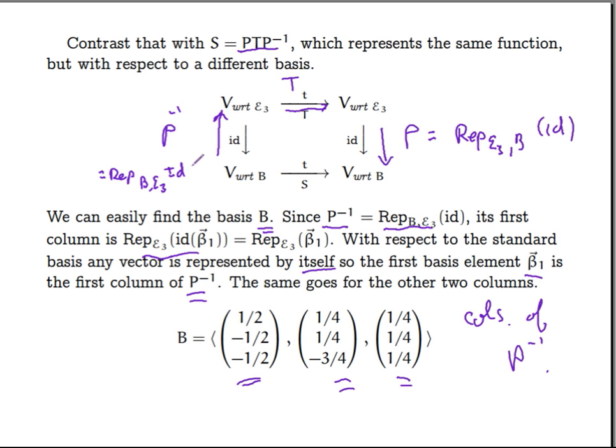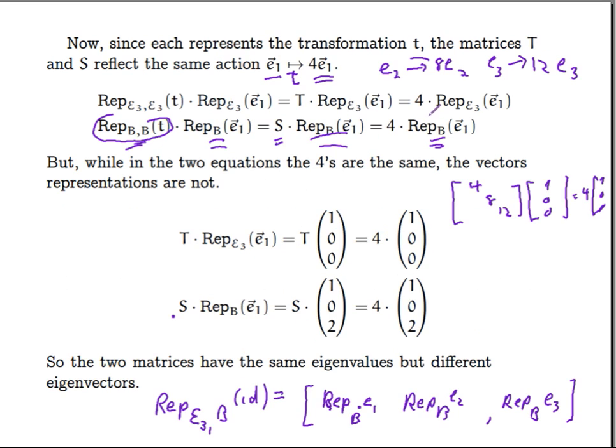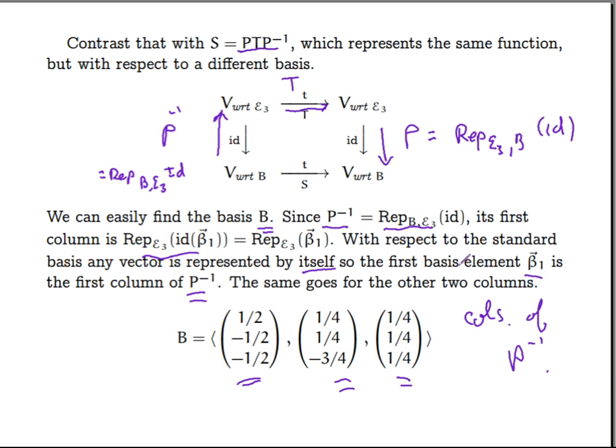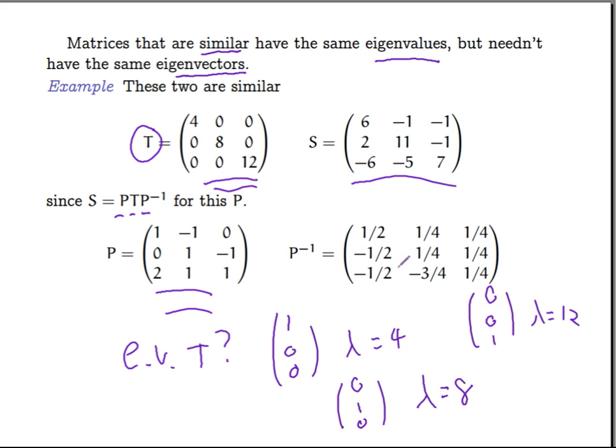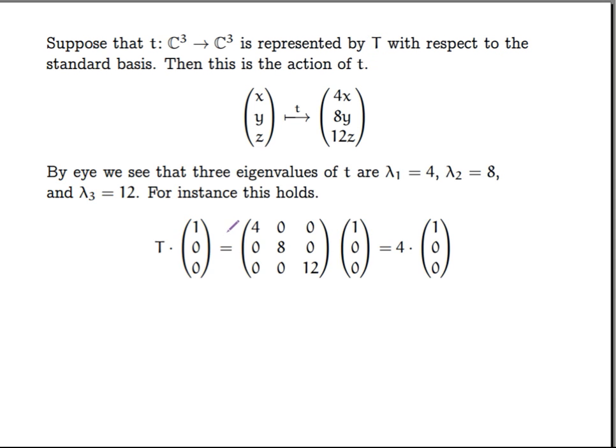And we can look back and see what P is. The first column was 1, 0, 2. The second column was minus 1, 1, 1. And the third column was 0, minus 1, 1. I'm not sure if I remember this correctly, but something like this. So the representation of E1 with respect to B is the first column, and we could do the same with the other columns.